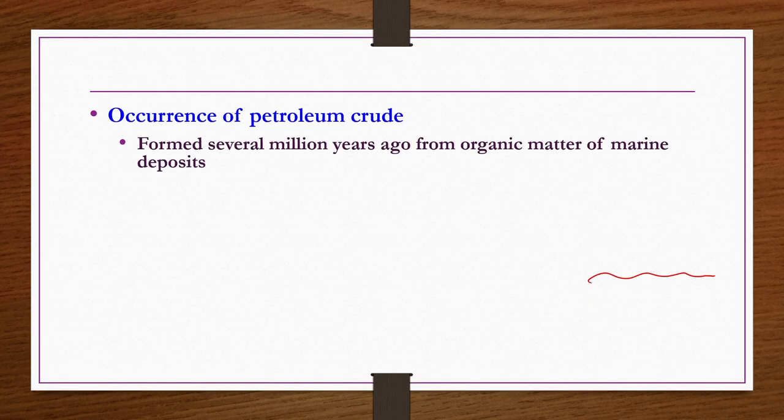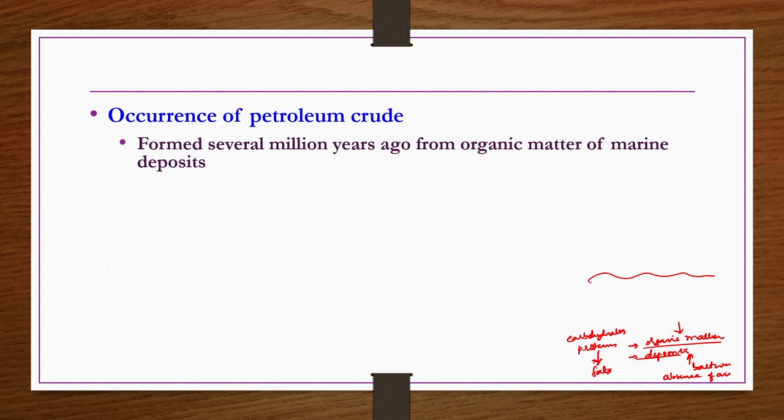So how does this petroleum crude occur? They were formed several million years ago from organic matter of marine deposits underneath the earth. This organic matter may be plants, animals, or any kind of organic matter. Such organic matter of marine deposits would be attacked by bacteria in the absence of air or oxygen. An anaerobic process is taking place here. These deposits usually have carbohydrates, proteins, etc. So when they are attacked by the bacteria, what will happen?